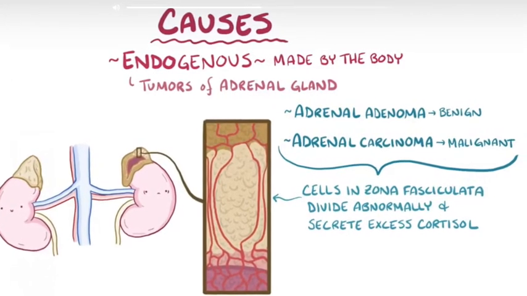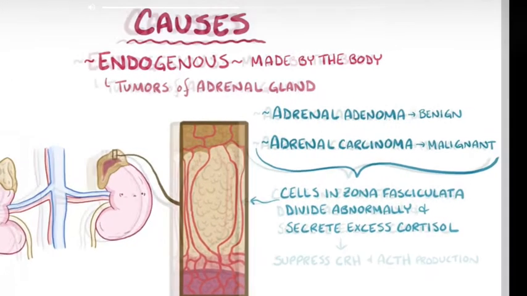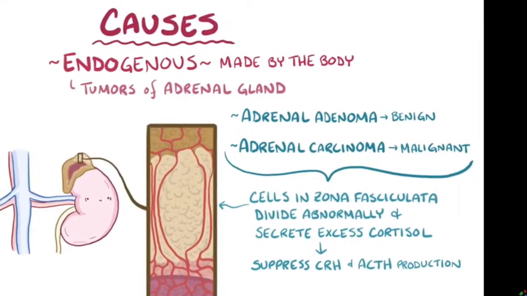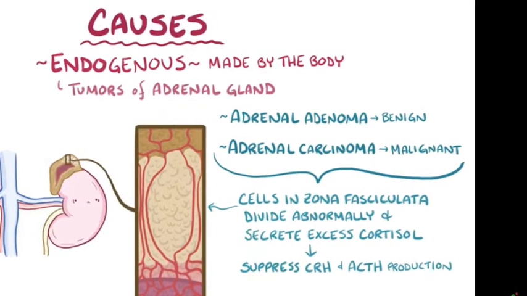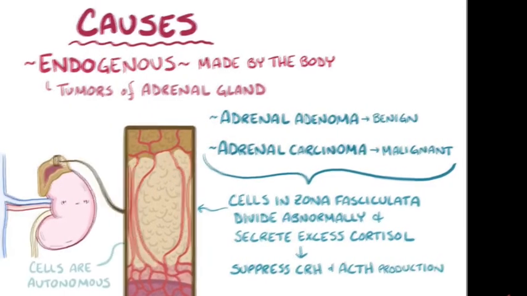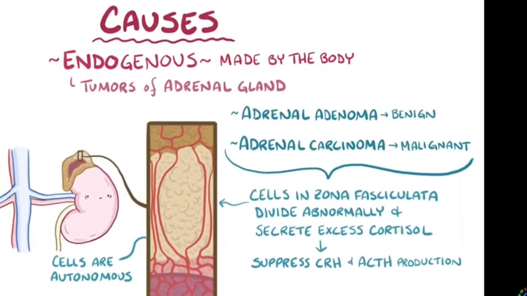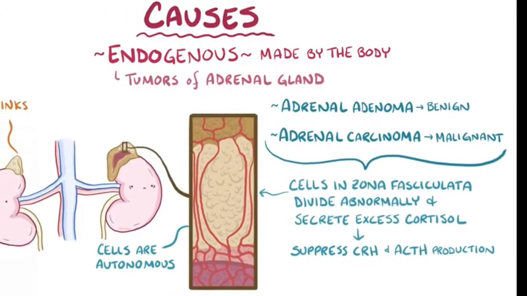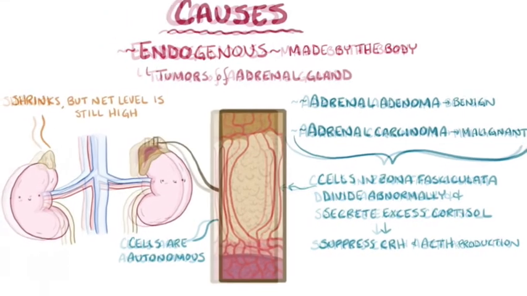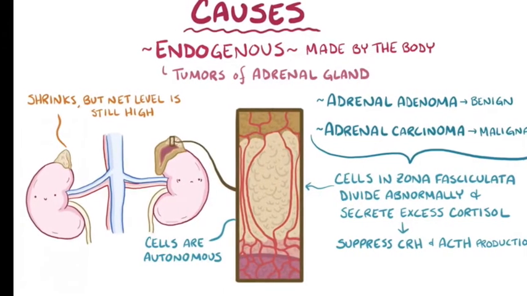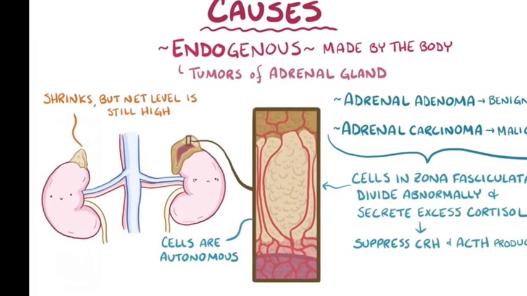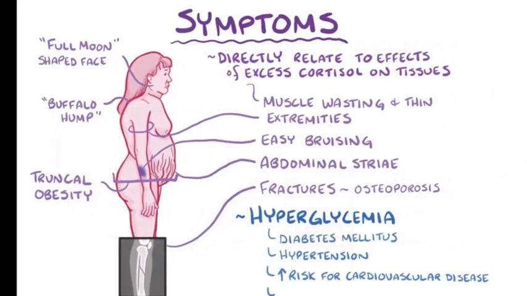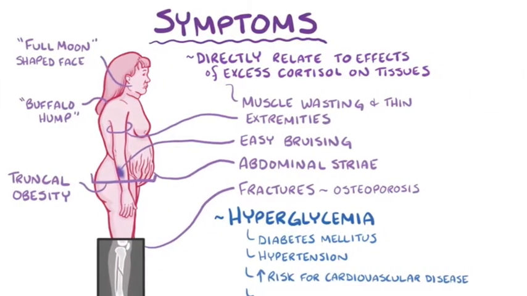actually tumors, like carcinoma of the lung or tumor of the adrenal gland, like adrenal adenoma, which is benign, or adrenal carcinoma, which is malignant. This will cause cells in the zona fasciculata to divide abnormally and secrete excess cortisol and suppress CRH and ACTH production. So the adrenal will shrink, but the net level will still be high.